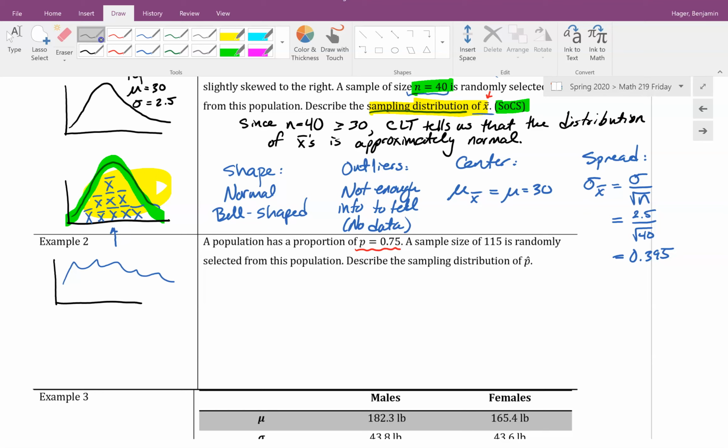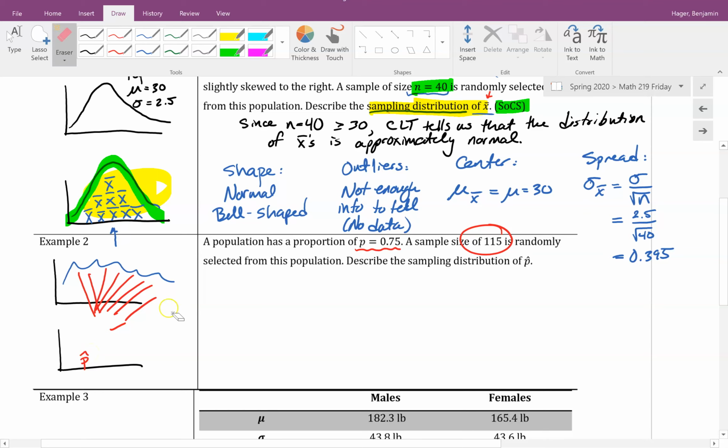The idea here is from this distribution, whatever it looks like, if I take a sample size of 115, I'm going to take 115 data values, find the proportion of those that are Democrat or whatever you're studying, and record the sample proportion for that one particular sample. And then I'm going to do it again, grab 115 new data values at random, and they're going to give me another sample proportion. And again and again, and if we meet the requirements, we know that they're going to come out looking normal.